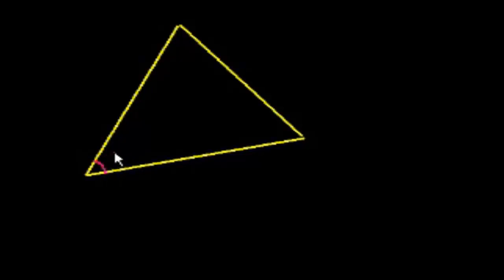So let's say that this angle right here is alpha. This side here is A. The length here is A. Let's say that this angle here is beta, and that the length here is B. Right? Beta is just B with a long end there.